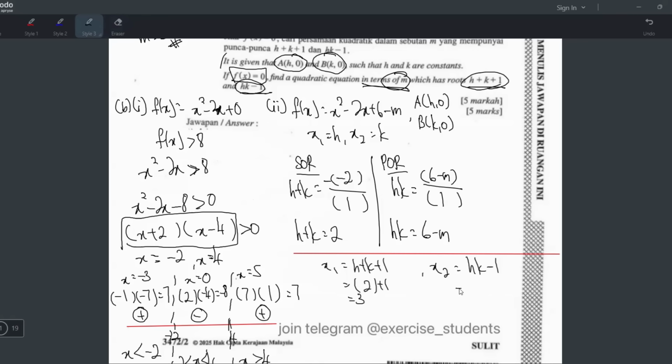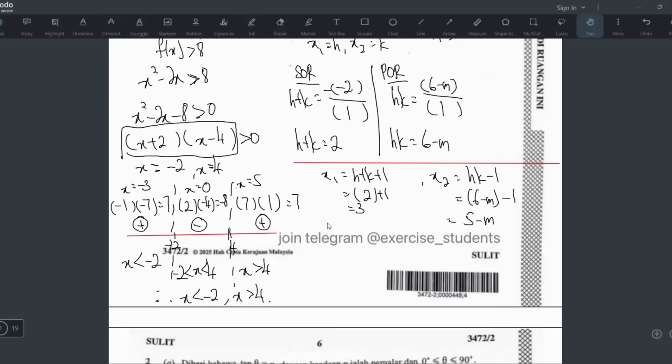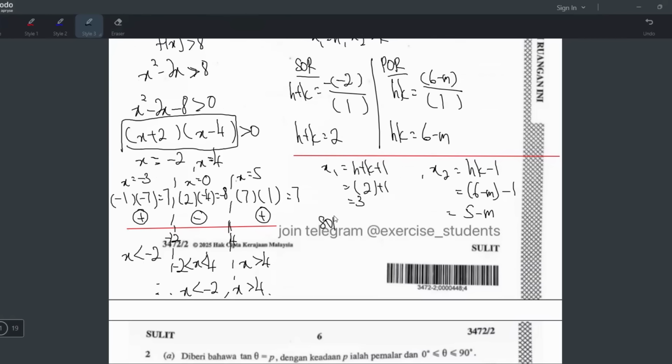Okay. And then the x2 is hk minus 1, but you already know hk is 6 minus m from the first part. So you just end up getting 6 minus 1, which is 5 minus m, right? So now you just do the swap, you get the answer already. Okay, for the SOR, what's the formula? x1 plus x2. So it will be 3 plus 5 minus m.